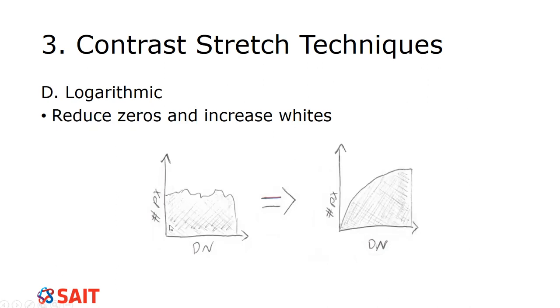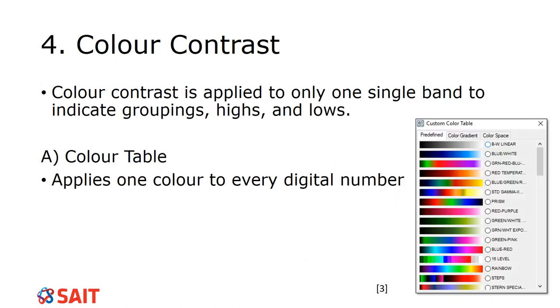Then we also have a logarithmic stretch. This one reduces the zeros and increases the whites, as you can see in this picture. The reason we do this one is because it's a very dark image and we want to see more. This will tend to whitewash something if it doesn't need a logarithmic stretch, so you have to be cautious with it. That wraps up the third version, the contrast stretching and actually changing the histogram.